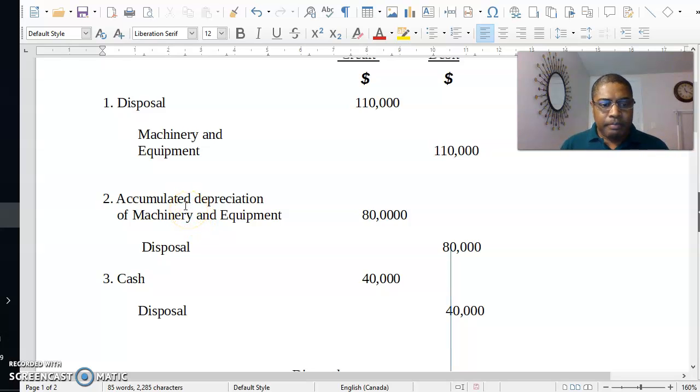The second item is the accumulated depreciation of machinery and equipment account, right? So you debit this amount and credit the disposal account. So what you're doing here is removing the total depreciation amount from the original value to reflect the book value. So when you deduct 80 from 110, it reflects the book value. I'll explain more of that later.